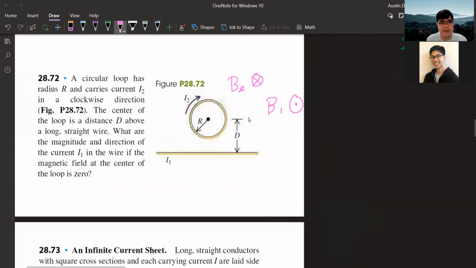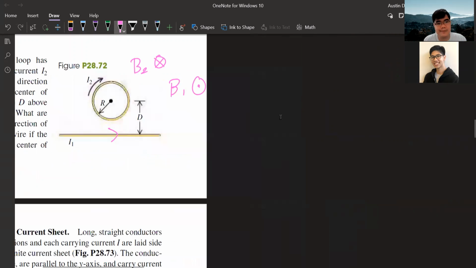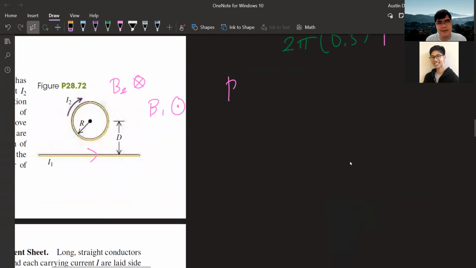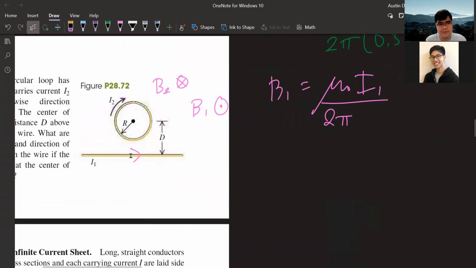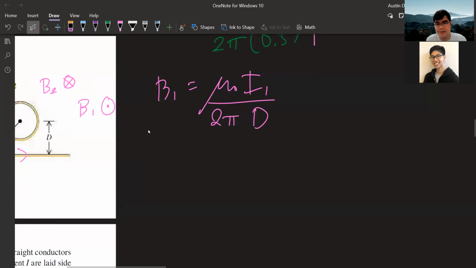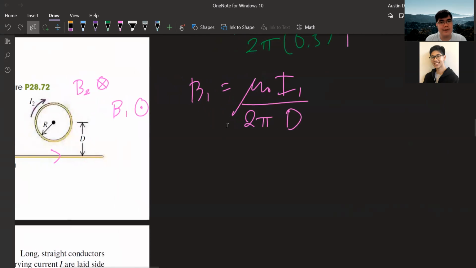Therefore, you need to run the current to the right. Okay, so let's compute. So B1 is easy. This is again unit I, 1 over 2 pi. So the distance of the wire to the center of the loop is D. And then, okay, we have this.